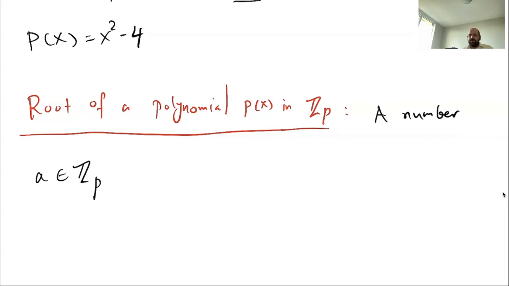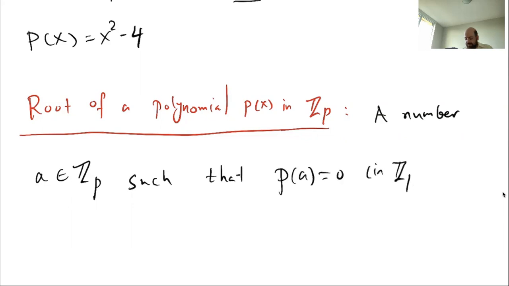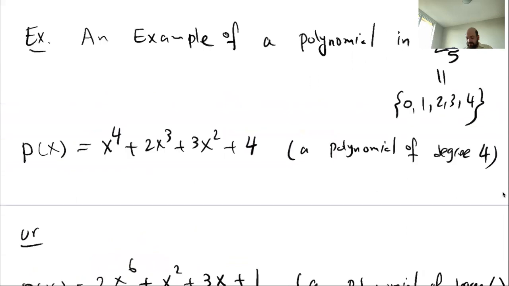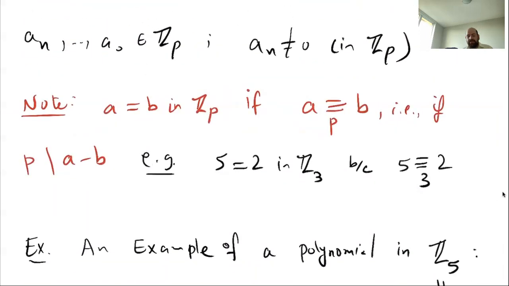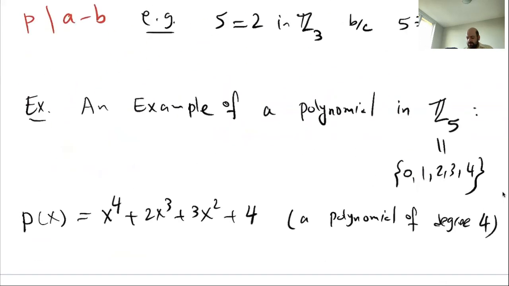So a root of a polynomial P of x in Zp means a number a, this time in Zp, such that P of a equals 0 in Zp. Equality to 0, as I said, my universe is now Zp, so equality to 0 is now in Zp. What is the meaning of equality in Zp? I just told you a few minutes ago that equality of two numbers in Zp means that those two numbers are congruent mod p, meaning that p has to divide the difference between those two numbers.